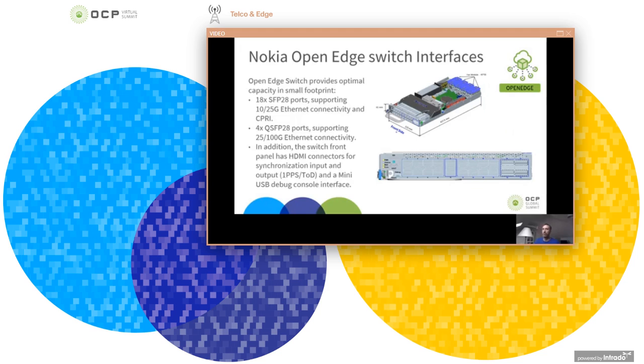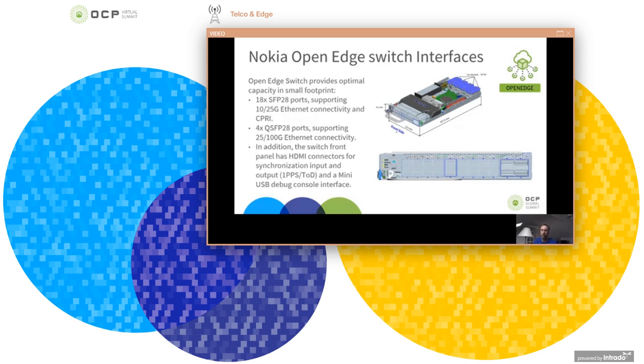Then about the Open Edge switch interfaces. So we say that the product offers and provides optimal capacity in a very small footprint. It has 18 SFP28 ports supporting 10 and 25 gig Ethernet connectivity, and also CPRI for radio access network needs. It also has 4 QSFP28 ports supporting 25 gig and up to 100 gig Ethernet connectivity. These would be the typical uplink ports from this switch.